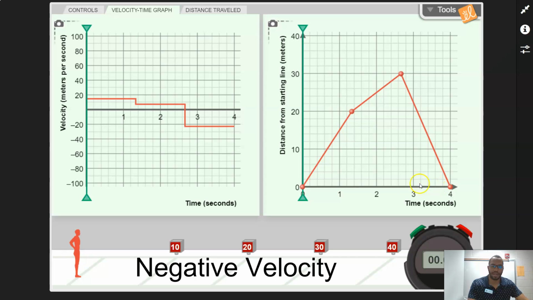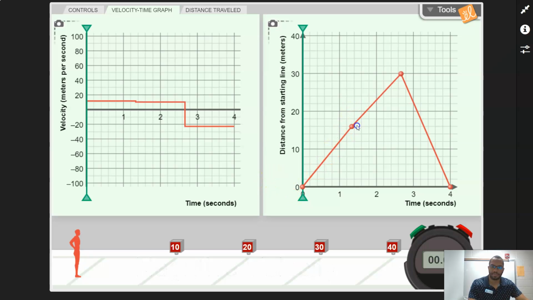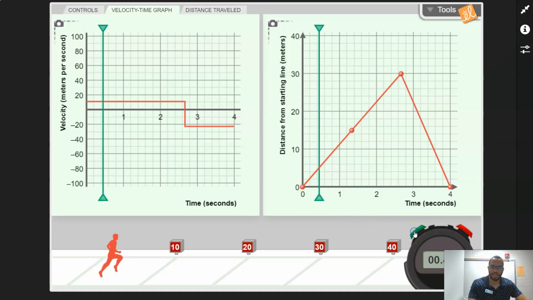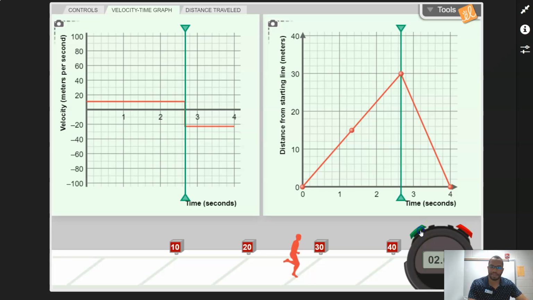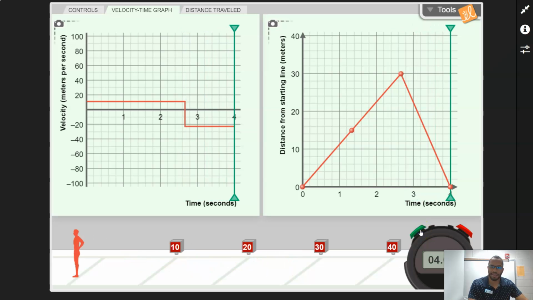In this next section, I want to talk to you about negative velocity. Let's take a look at this example. Notice the person here is running at a constant speed, and then notice what happens. Right as the athlete reaches the 30-meter mark, notice what happens to the velocity. Do we see that? The velocity dropped down to a negative number.